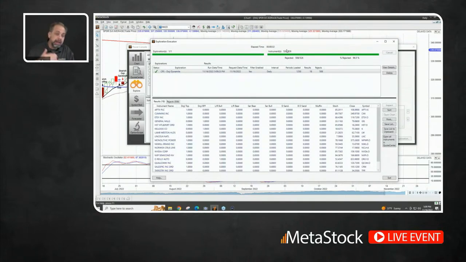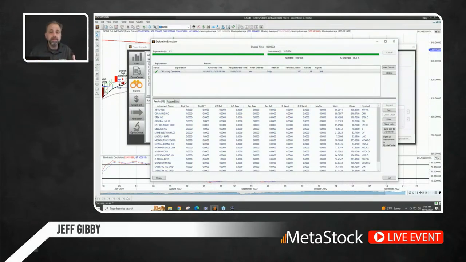So I've got a list of the results. Out of those 526, it's rejected 508 securities. So there's 18 that fit one of those patterns. And so again, as a trader, if I'm looking at 526 stocks, I've already gotten rid of all the ones that don't have an opportunity that's detected by the scanner, and I can focus on just these 18 that do.